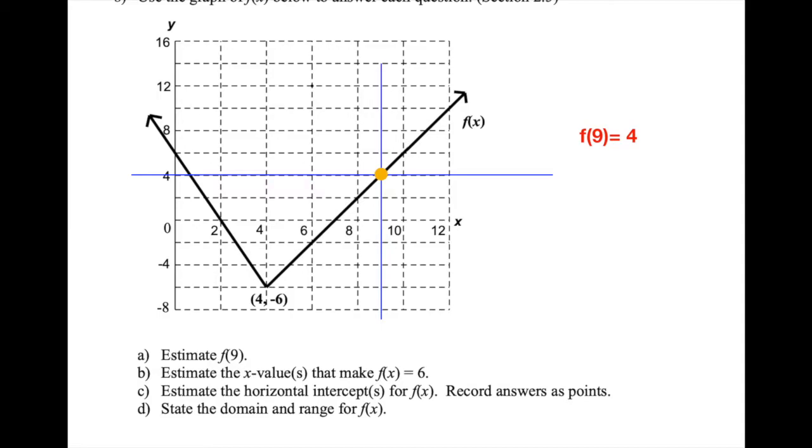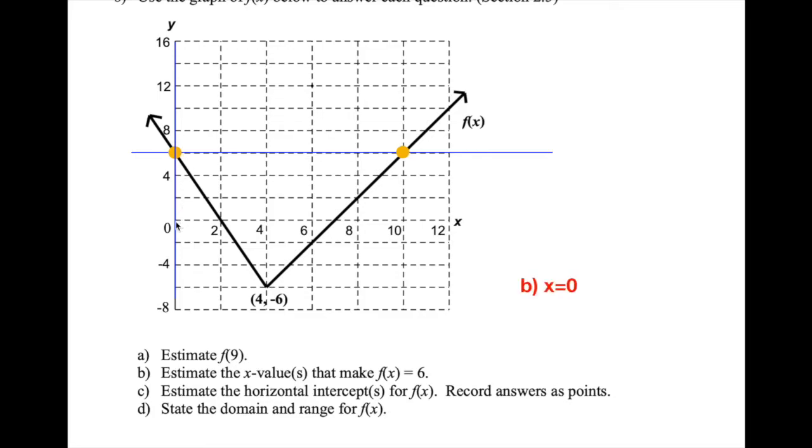That's part A. For part B, you want to know the x values that make f of x equal to 6. So basically, you want your y value to be 6. It should be here, y equal to 6, between 4 and 8. And it hits the graph at 2 points. And you want to read those 2 points. For the first point, if you draw a vertical line, it hits the x-axis at 0. So that means the x value is 0, y value is 6. So that's the first one. For the second one, if you draw a vertical line, it hits x equal to 10. So that means when x equal to 10, f of x is also equal to 6.